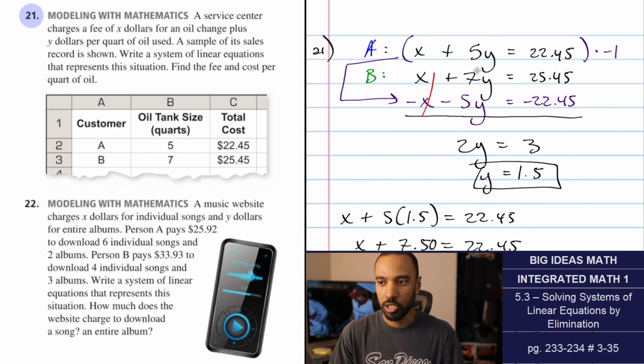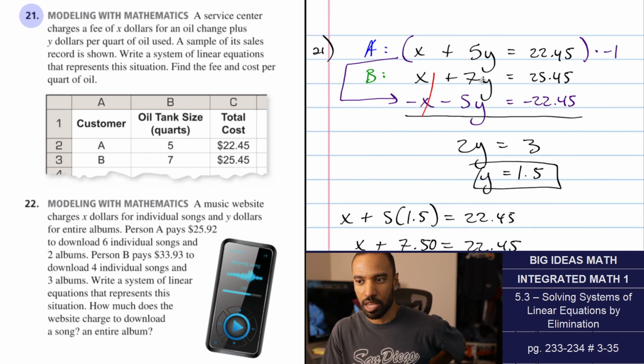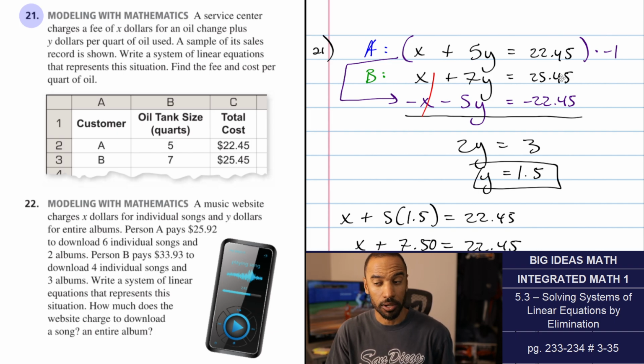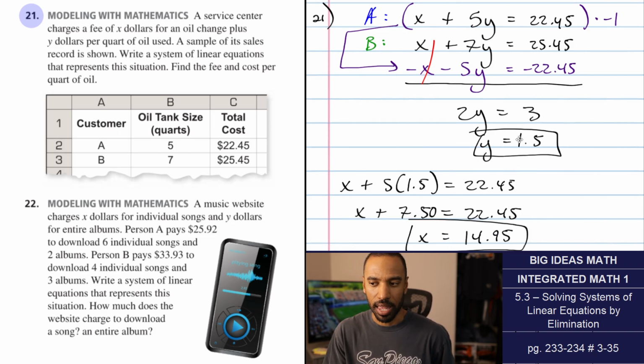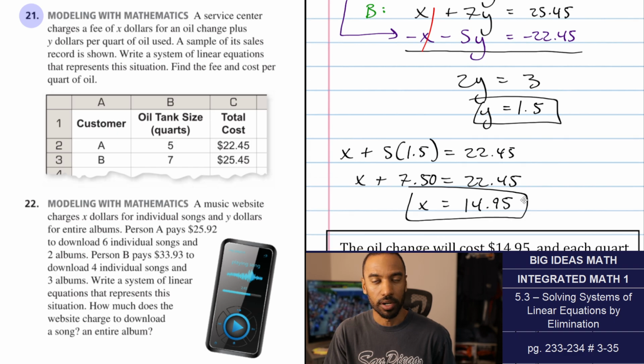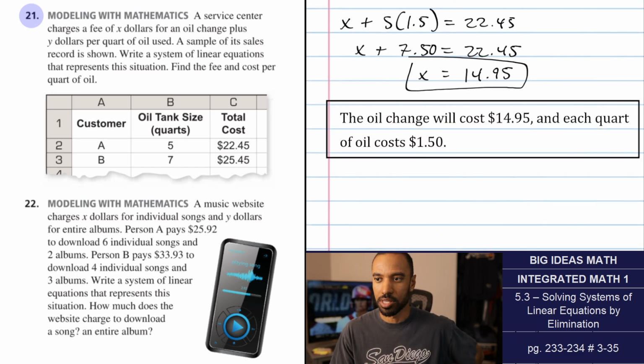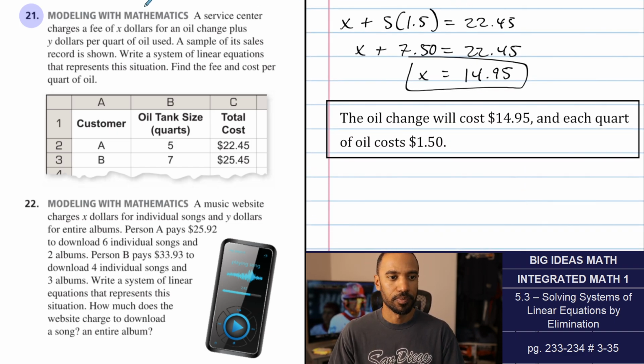Now, I'm not going to double check, but customer B should have been charged the same amount. As you see, they were charged $3 extra. So that makes sense where that extra $1.50 per quart comes into play for the 2 extra quarts that they have for the 1 oil change.